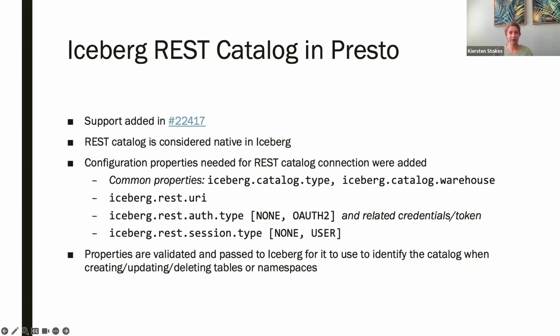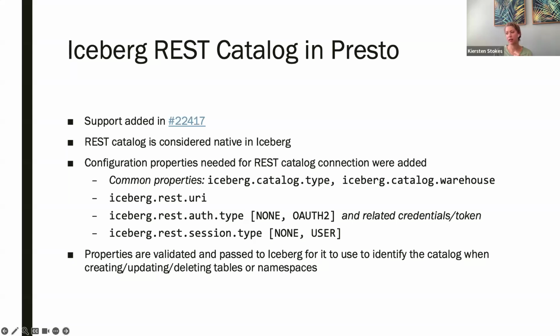And the reason is this concept of the native catalogs in Iceberg and how Presto talks to them. A lot of the plumbing was already present in Presto in order to add support for the REST catalog. Just based on the way that Presto accesses the Iceberg library, all that really needed to be done was defining the configuration properties that you need to set up when you're first connecting. That includes some of the common properties, like what I mentioned before. You're going to need to identify what type of catalog you have, as well as the location of your data warehouse.